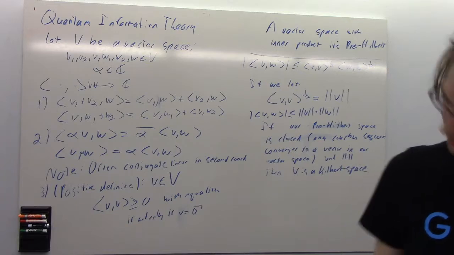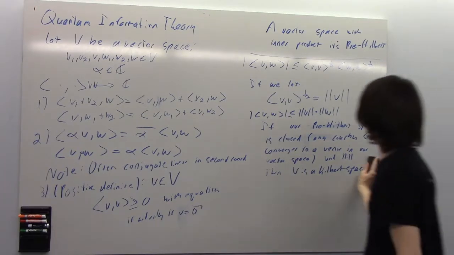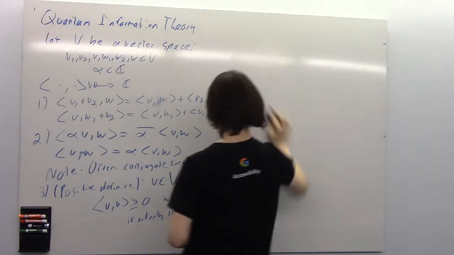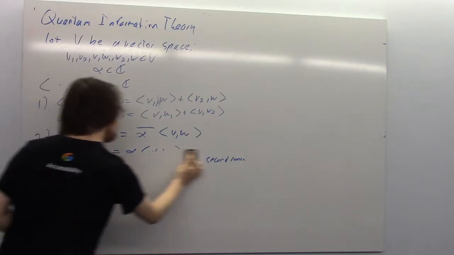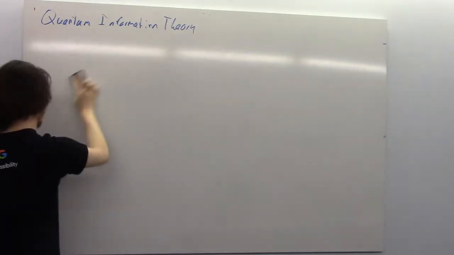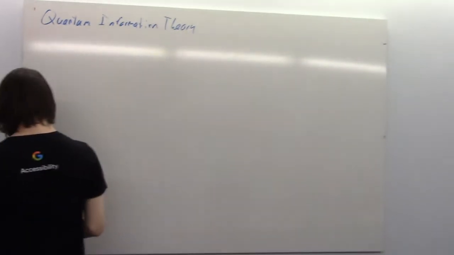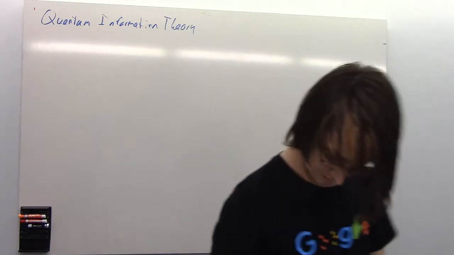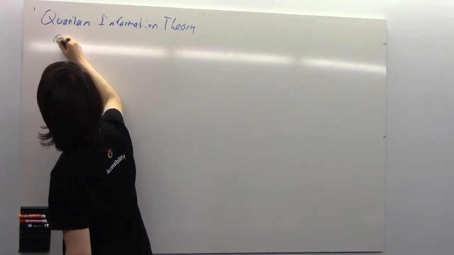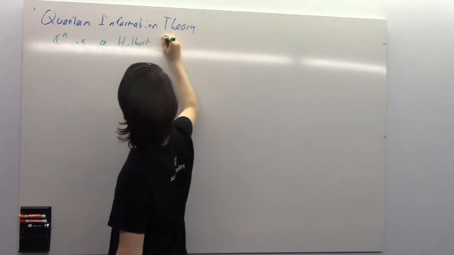Okay, so now that we've built up, why don't we give some examples? So much erasing. Okay, getting sick of blue, switch to green. C^n is a Hilbert space.